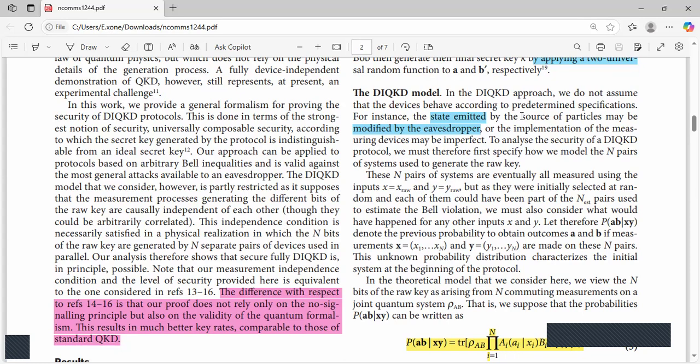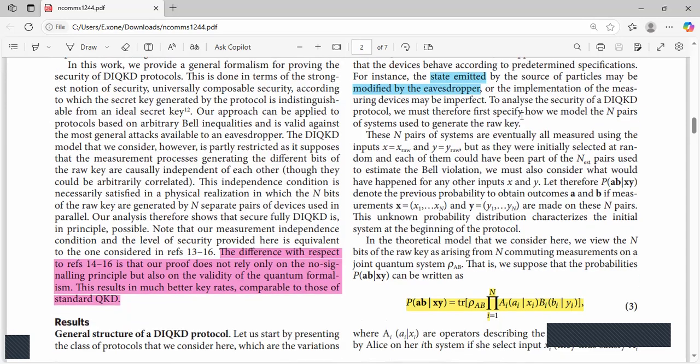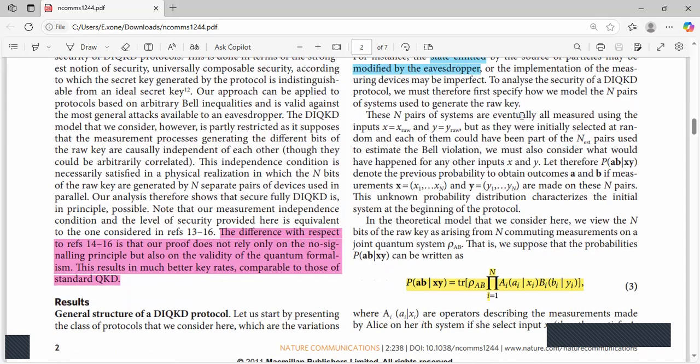So in previous papers, these kinds of correlations were also used to prove the security of these kinds of protocols, but they only used the no-signaling condition, or no-signaling principle, that states that information cannot travel faster than the speed of light. So in this paper, they are also making the no-signaling assumption, but also the correlations are quantum, like they cannot be explained with classical mechanics. So let's start with the general structure of a device-independent QKD protocol.